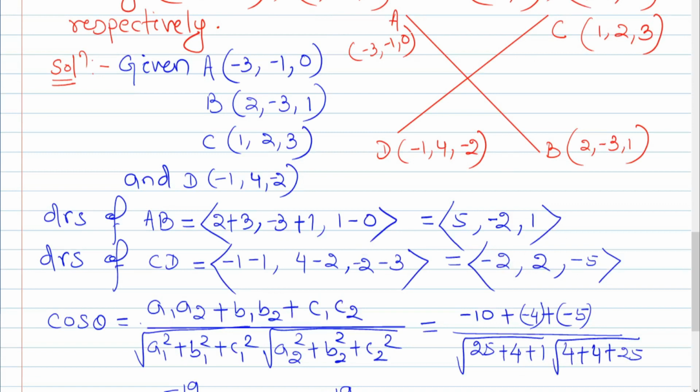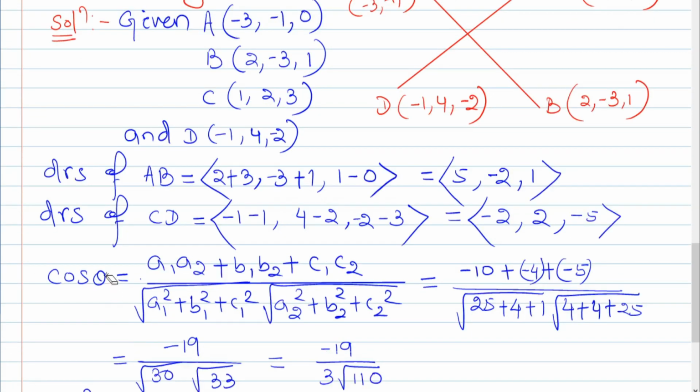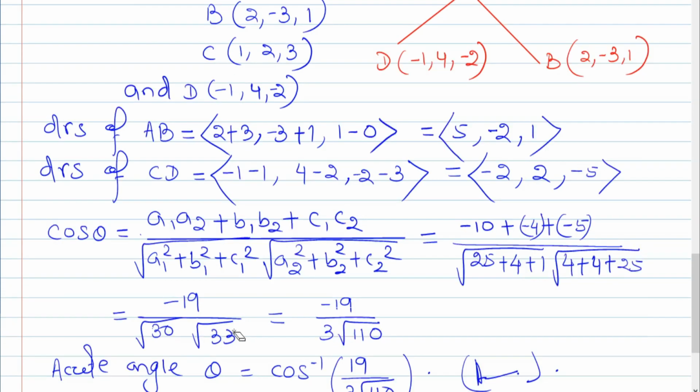So you have to find the acute angle between the two lines AB and CD. If theta is the angle between the two lines AB and CD, then cos theta is equal to (A1 A2 plus B1 B2 plus C1 C2) by root over (A1 square plus B1 square plus C1 square) into root over (A2 square plus B2 square plus C2 square). All of you know all these formulas. So therefore we have minus 10 plus minus 4 plus minus 5. Now we have the result, that is minus 19 by 3 root 110.